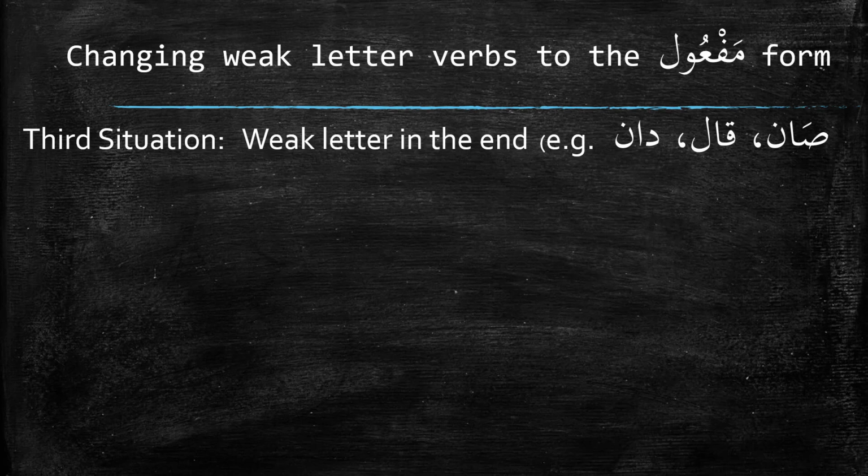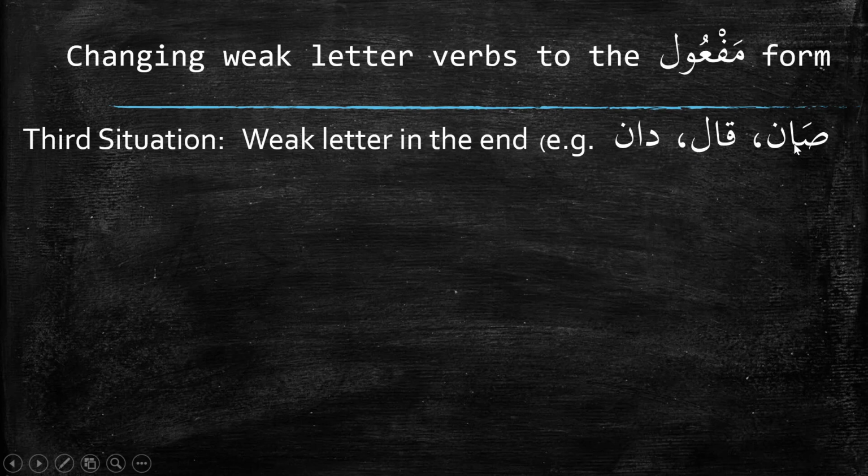Okay, we have not discussed, but we need to discuss when the weak letter is in the middle. So I brought here three verbs, sana, qala, and dana. And just like with the weak ending, it's going to be important for us to know what that weak letter is. And in this instance, because there's not going to be an alif maqsura, you're going to have to look the word up, and you're going to have to see what the original letter is if you don't know the word itself.